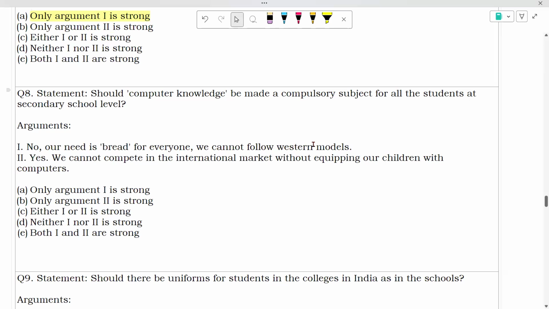We cannot follow the Western model. That is a very weak argument. Okay, it is weak. Yes, we cannot compete in the international market without equipping our children with computers. Tell me, the second one. The first one is weak, I think everybody agrees. The second one is strong. So what will the answer be? The answer should be B.